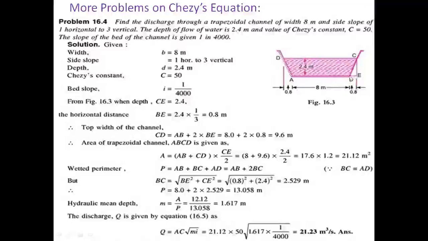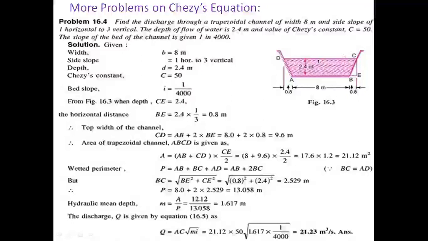Now we require to find the BE value. For that, take the small d, 2.4, into the side slope value 1 by 3. Multiplying those two values, we get the BE value. The BE value on both sides is 0.8 meters.